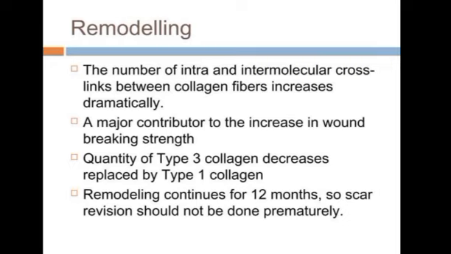Next, remodeling. The number of intra and intermolecular cross links between collagen fibers increases dramatically, a major contributor to the increase in wound breaking strength. The quantity of type 3 collagen decreases, and type 3 collagen is replaced by type 1 collagen. Remodeling continues for 12 months, so scar revision should not be done prematurely.